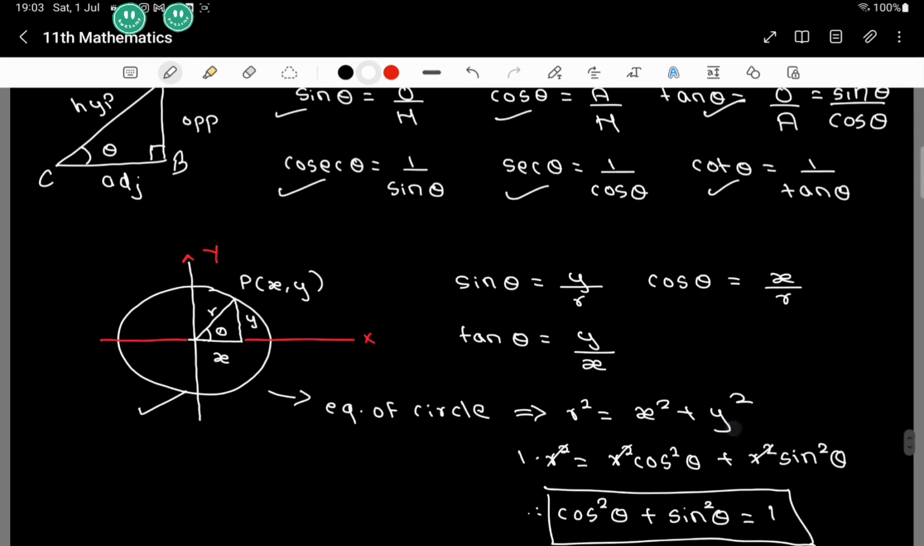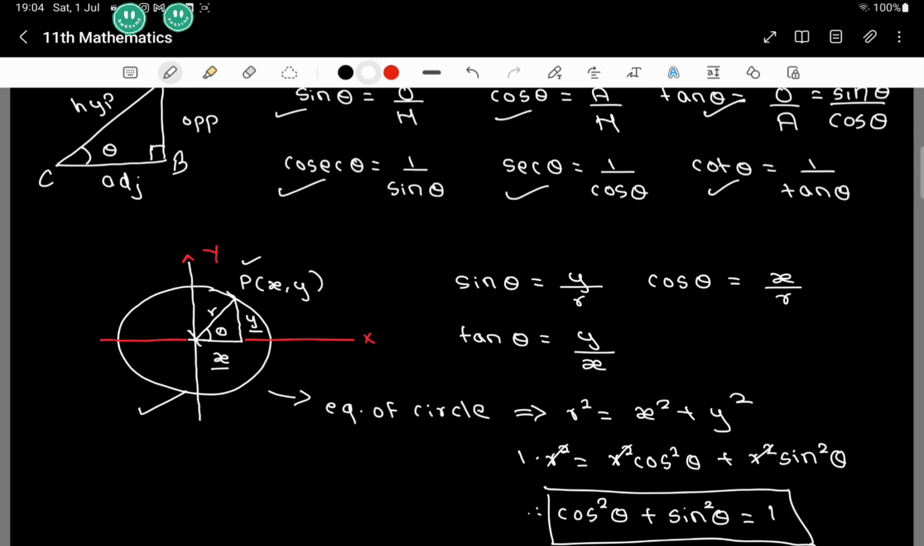So let's see. Now in this figure, we have point P, and depending on that point P, we have the radius r, which is from the center to the point P. If we draw perpendiculars on the x and y axes, we can get the x coordinate and y coordinate of that point, which are x and y. And theta is the angle which the radius vector of point P makes with the horizontal x axis.